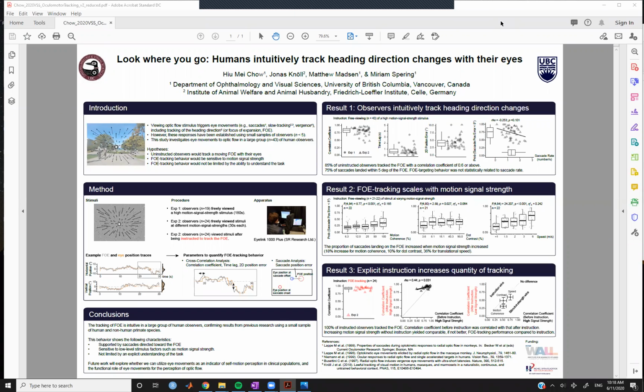Humans intuitively track heading direction changes with their eyes. My name is Doris. I'm from the University of British Columbia, Vancouver in Canada.